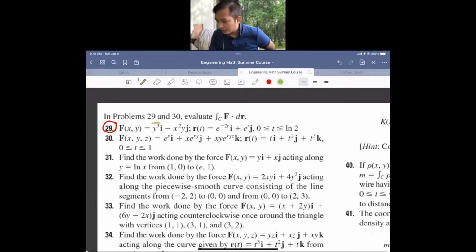So F is this, and this is the r. r is this. So we could just take the r and then take the dr. We differentiate one time, so we have dr/dt. This will be negative 2 e to the negative 2t i plus e to the power of t j.